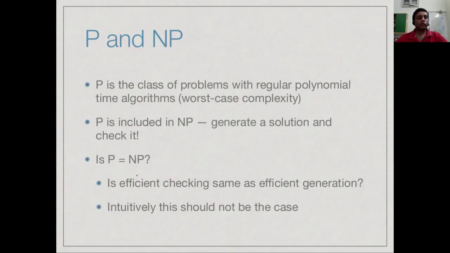So is the converse true? Is it possible that whenever I have an efficient checking algorithm, I also have an efficient algorithm to generate a solution? Intuitively, this does not seem to be the case. As we observed, the teacher who is checking the factorization homework need not even know how to factorize.